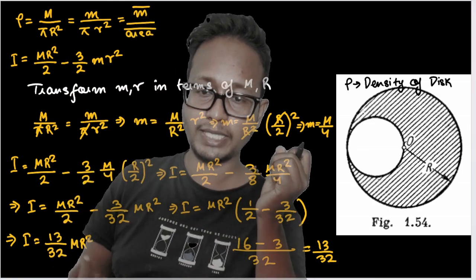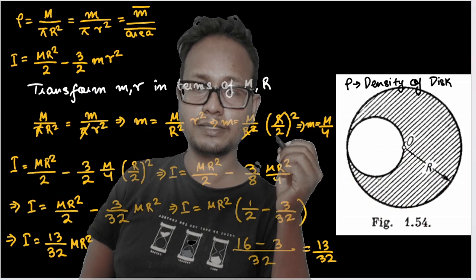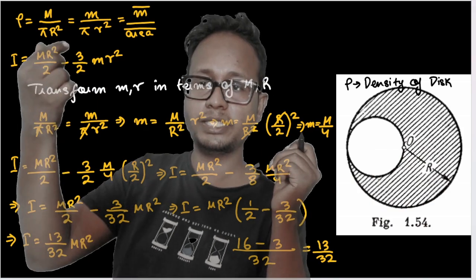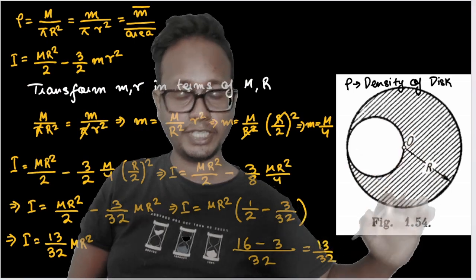Now I must transform this capital M in terms of M dash. Why? Because the mass of the shaded part is given, isn't it? So how do I do that? I use this relation and this relation. Before that, I must find out what is the area of the shaded part.